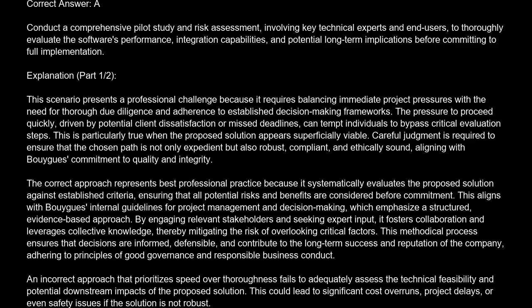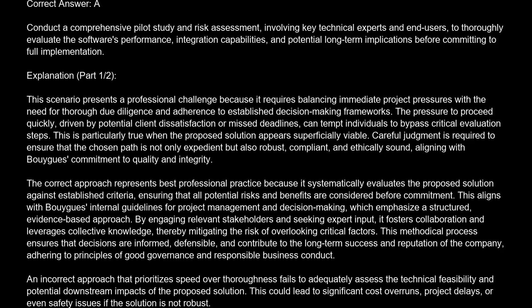Explanation. This scenario presents a professional challenge because it requires balancing immediate project pressures with the need for thorough due diligence and adherence to established decision-making frameworks. The pressure to proceed quickly, driven by potential client dissatisfaction or missed deadlines, can tempt individuals to bypass critical evaluation steps. This is particularly true when the proposed solution appears superficially viable. Careful judgment is required to ensure that the chosen path is not only expedient, but also robust, compliant, and ethically sound, aligning with Bouygues' commitment to quality and integrity.